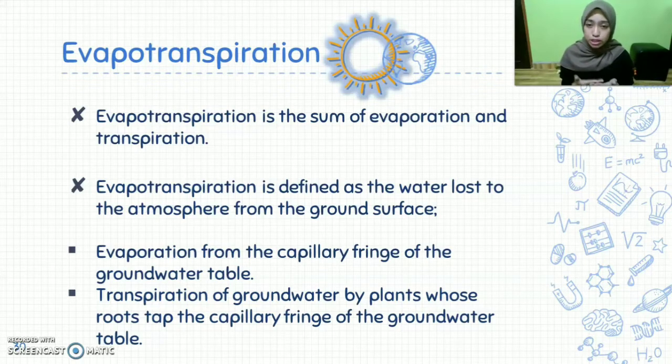Evapotranspiration. Evapotranspiration is the sum of evaporation and transpiration. Evapotranspiration is defined as the water lost to the atmosphere from the ground surface, which is evaporation from the capillary fringe of the groundwater table, while transpiration of groundwater is by plants whose roots tap the capillary fringe of the groundwater table.